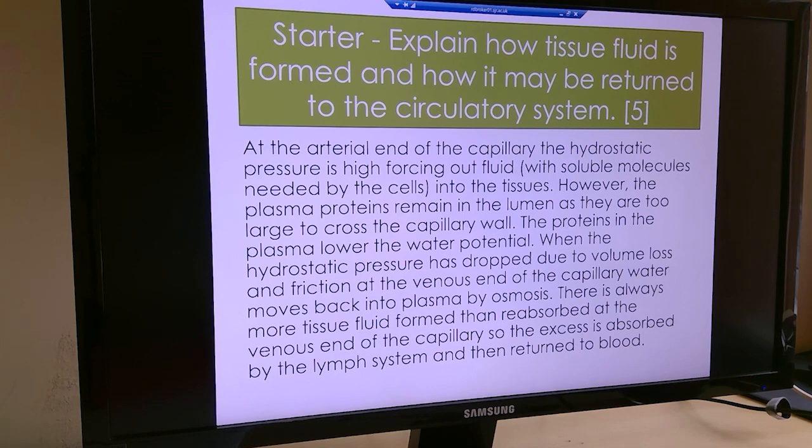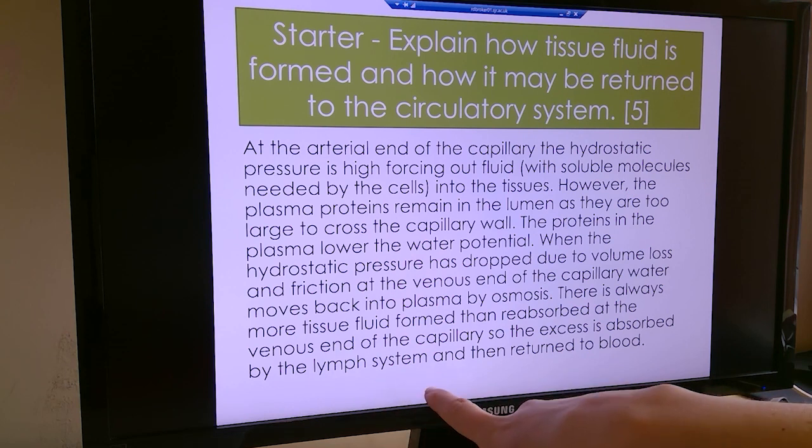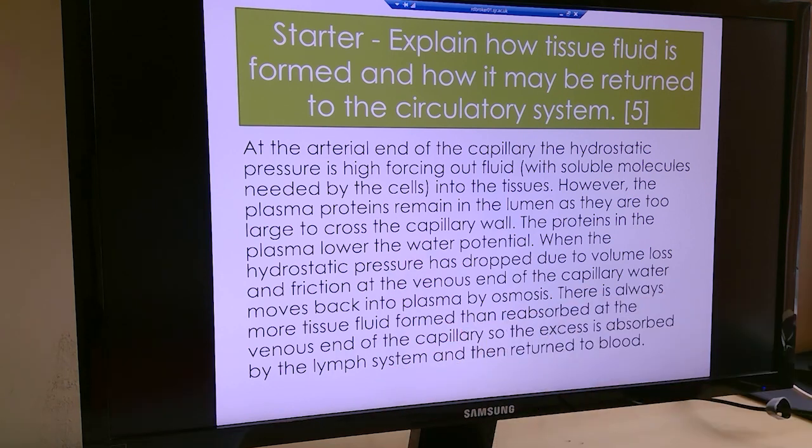There's always more tissue fluid formed than there is reabsorbed at the venous end, so the excess is absorbed by the lymphatic system, so that's your final mark point there.